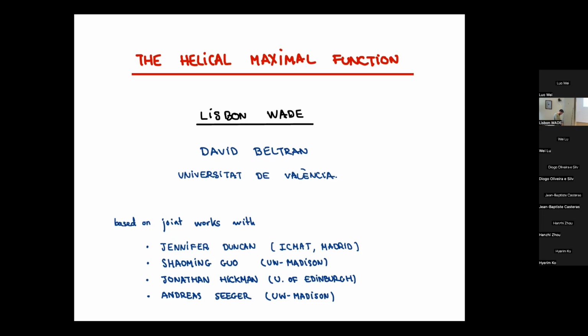So yeah, I'm going to present some results on the helical maximal function, which is an object I'm going to introduce now, and for the ones that were yesterday at the other seminar, it was already shown. And I'm going to report two joint works. The first one, the older one, is with Xiaoming Guo, Jonathan Hickman, and Andreas Seeger, and then there's another more recent result, which is joint work with Jennifer Duncan and Jonathan Hickman. So it's a subset of these people, these names will appear.